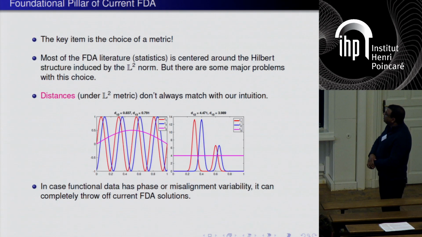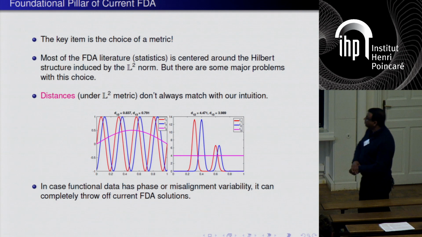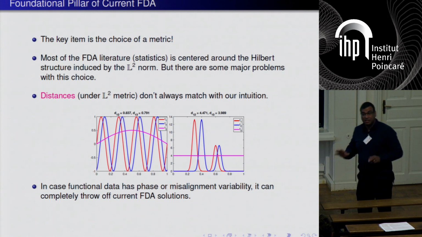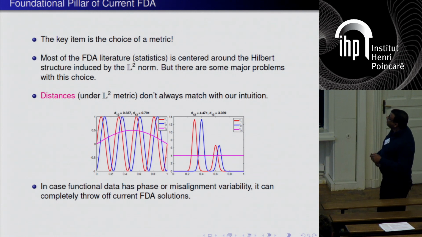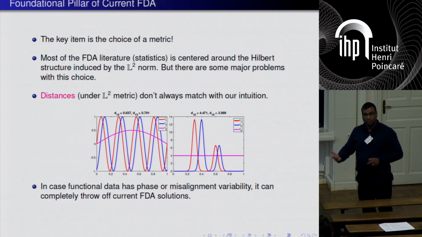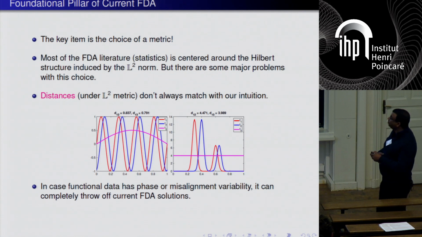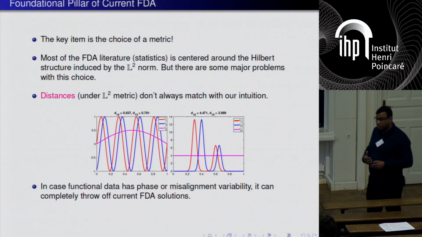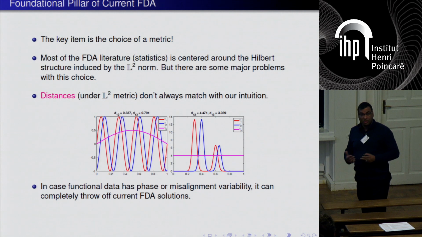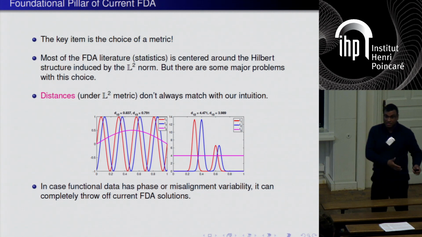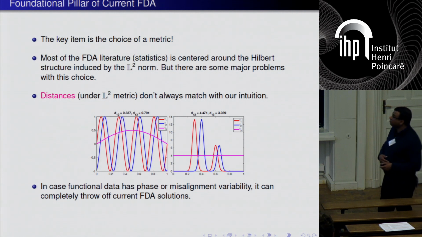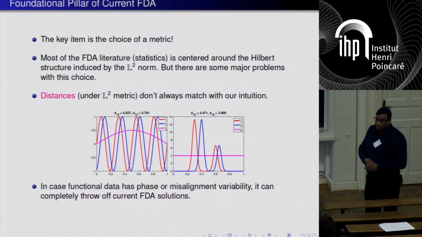So what is the key idea here? The foundation of functional data analysis, the way things stand in the community, is the choice of metric. Most of the literature uses the most natural idea, the one that comes from elementary classes in this area, the L2 norm. That's the metric structure one imposes on the space. It's a Hilbert structure, so it has an inner product and a norm, and you can do classical statistics based on this imposition. What is the problem with that?